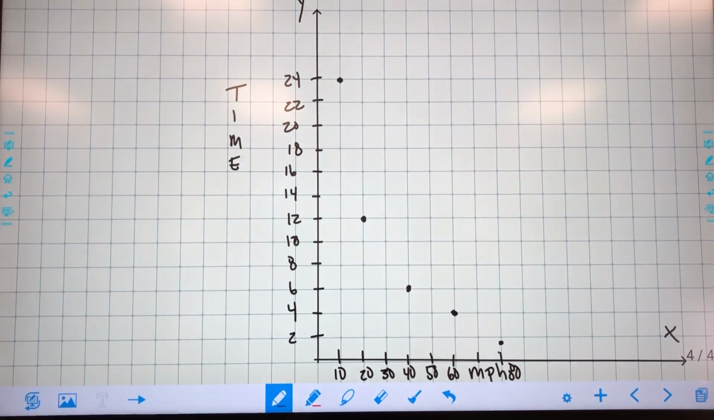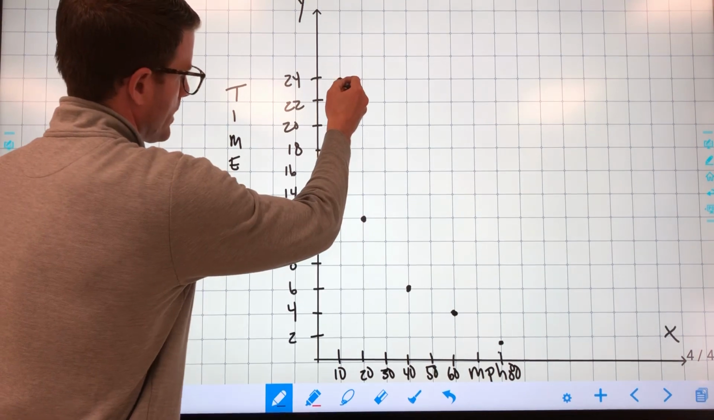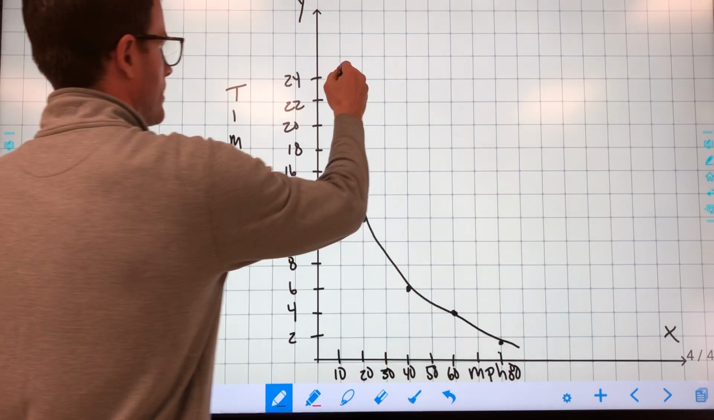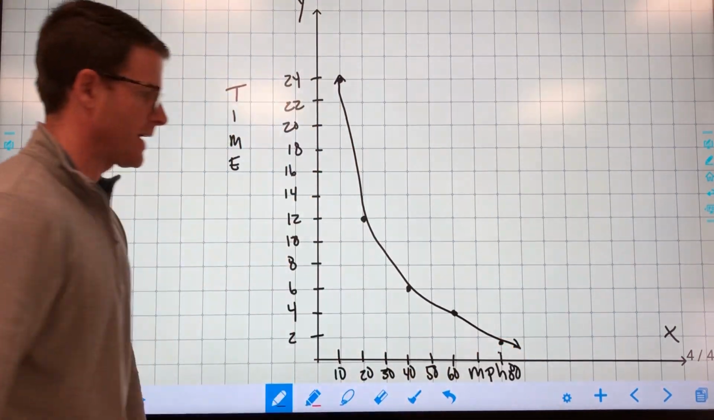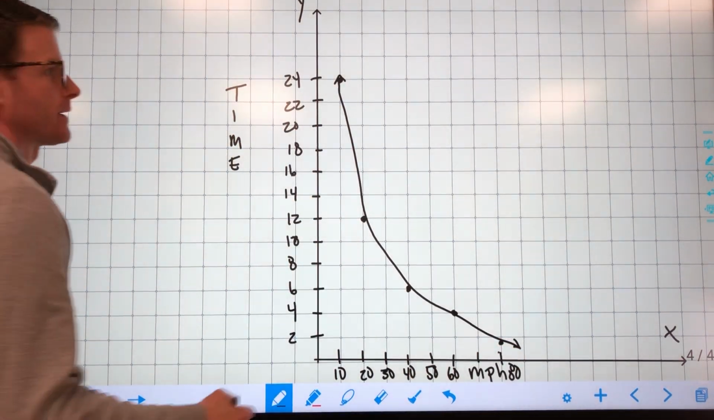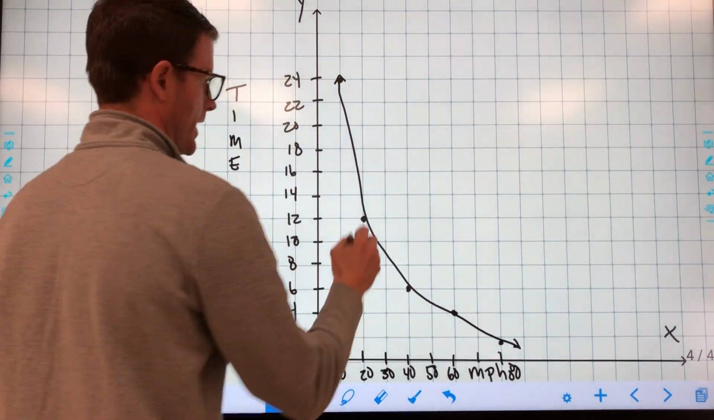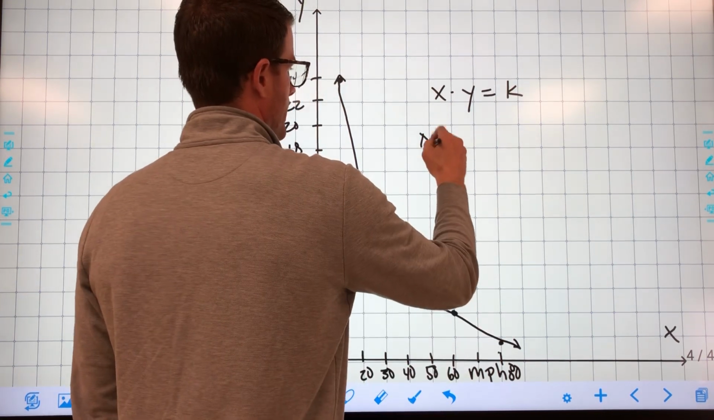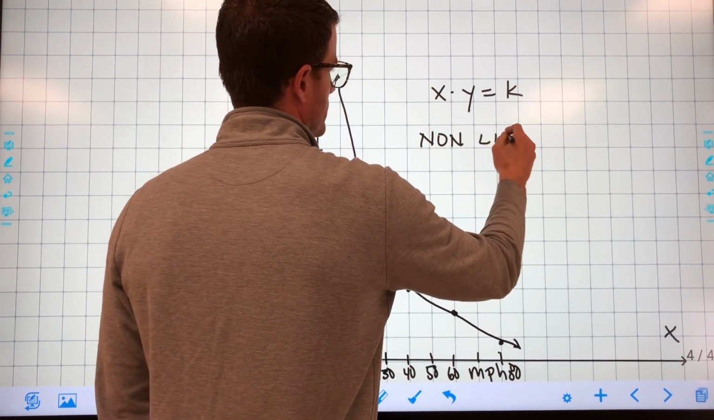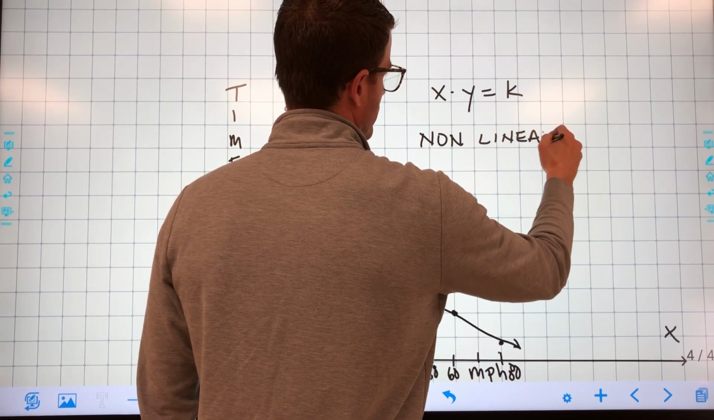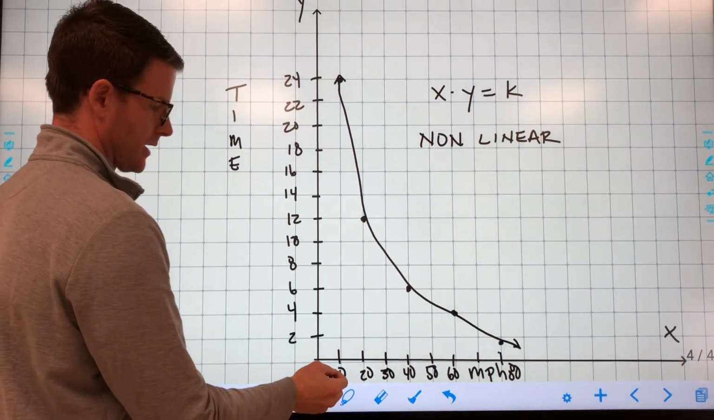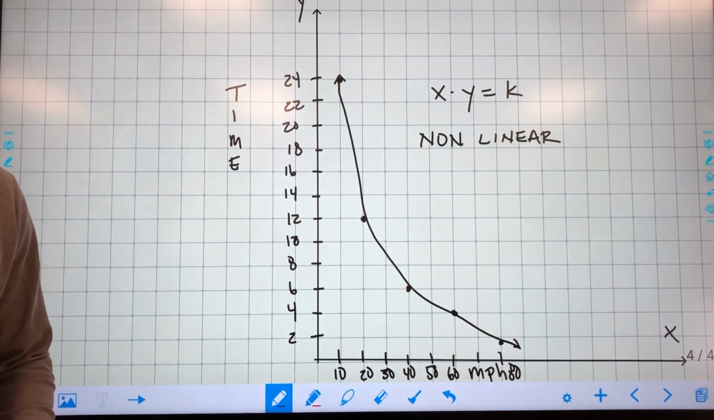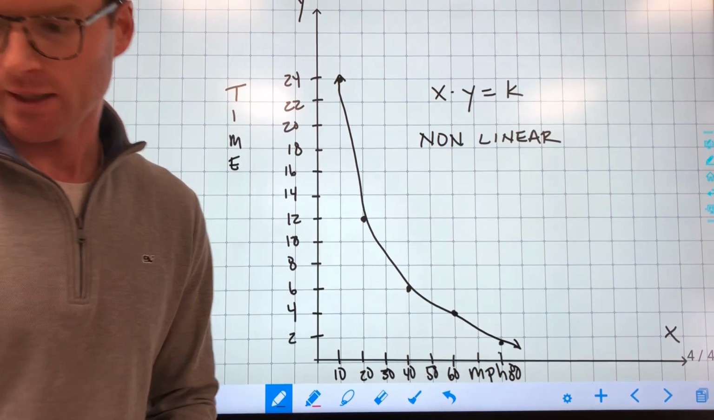If we were to graph this, it's going to go something like that. So is this a linear graph? No, it's non-linear. And every time I multiply x by y, I get k. This is a characteristic of a lot of inverse relationship graphs. As one variable is increasing, the other is decreasing. So that'll do it for lesson 99, inverse variation.